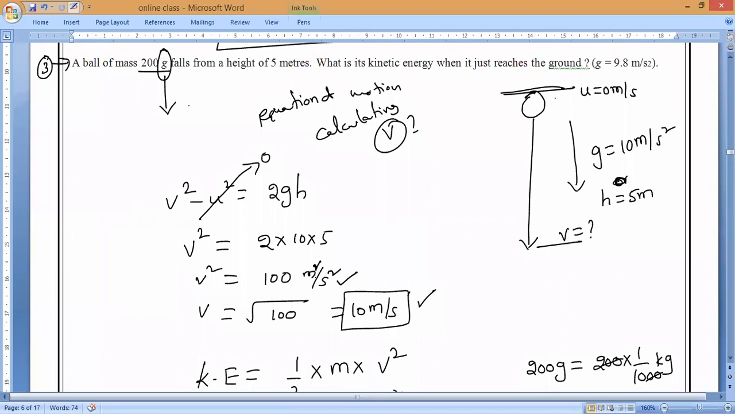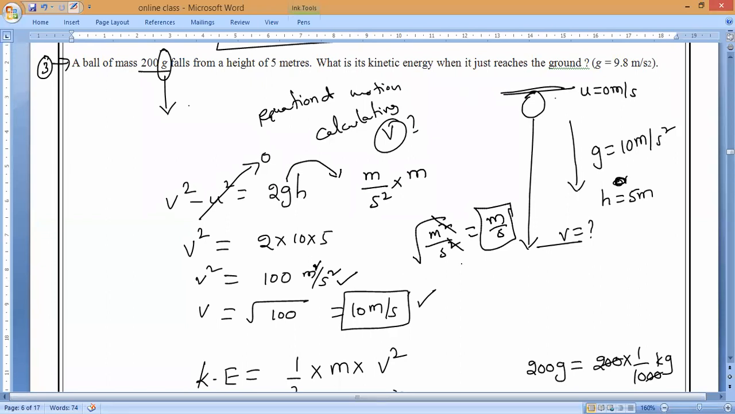Understand everybody? Y means what? What is the unit of G? Meter per second square. Into height, the unit is what? Meter. So meter square per second square will come. Understand? The root will get cancelled. What will happen? Root of meter square per second square, the square will get cancelled, and you will get meter per second. You have to be very familiar with units also, and should know how they come.